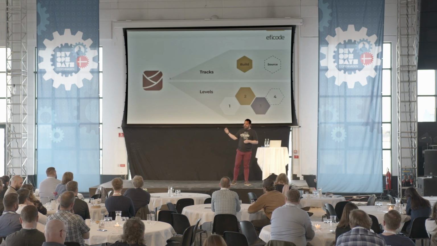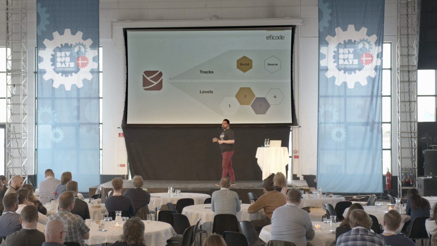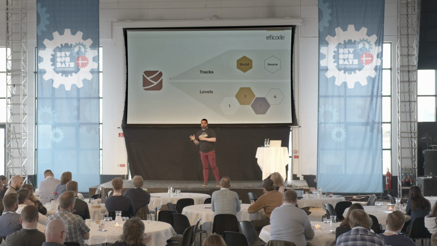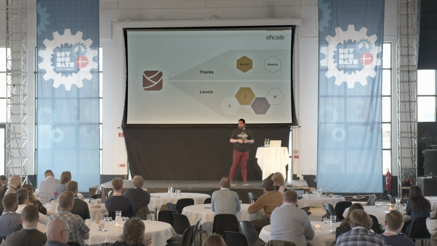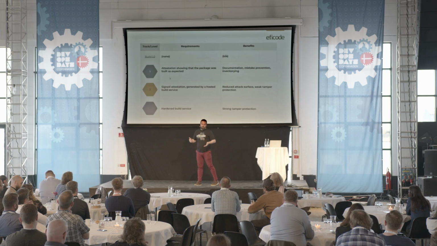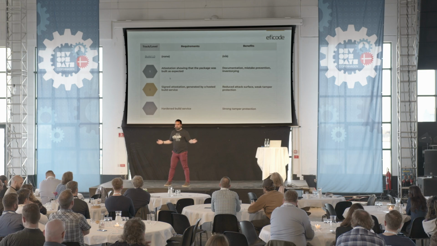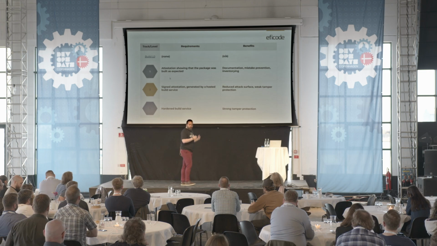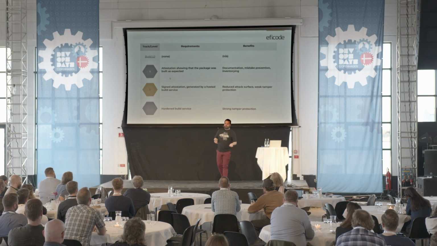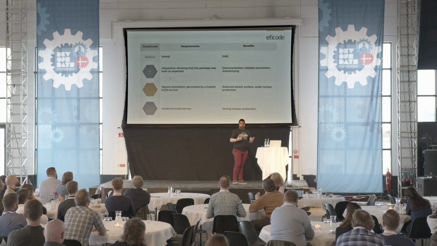It's built into tracks and levels. The 1.0 has just been released, and the only track they have out right now is build, with source coming in later. In build, we have 3 levels. Well, we actually have 4. Level 0, you all are there, no benefits, no requirements. All the way over to level 3, hardening build servers, which creates stronger tampering protection.